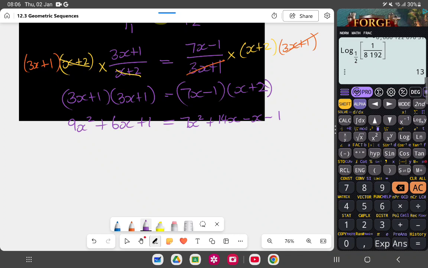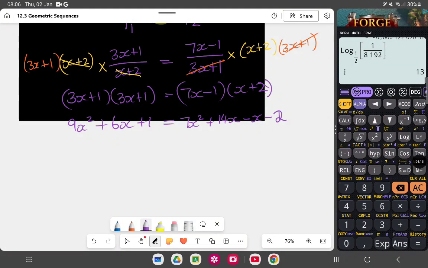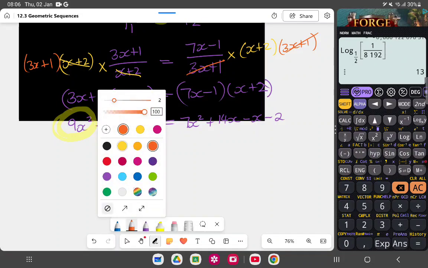Okay, my brain's not working right now. Let's make sure we're recording. What do we want to do? Put everything on one side. So do you want to go to the left or to the right? What's going to make you decide? I am going to go to the one with the highest coefficient for the x squared, meaning I'm taking everything to the left.